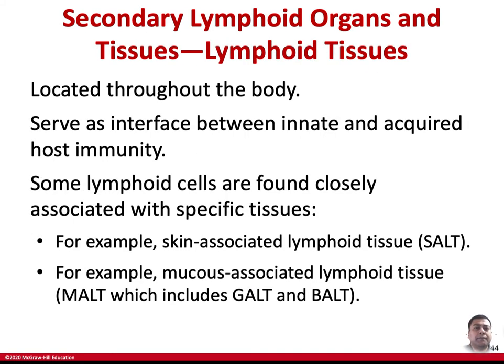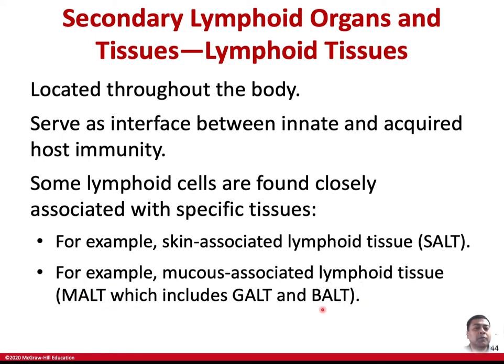The next type of tissue, the secondary lymphoid tissue, is located throughout the body and serves as an interface between the innate and the acquired host immunity, which we are going to talk about in the next chapter. Some lymphoid cells are found closely associated with specific tissues. Some examples are the skin-associated lymphoid tissue, which is known as SALT. There are also mucus-associated lymphoid tissues or MALT, which includes the GALT, the gut-associated lymphoid tissue, and the whole of the intestine is covered by this mucus-associated lymphoid tissue.